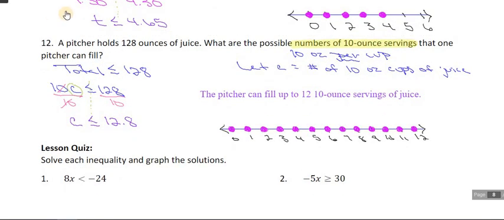All right, so that wraps up section 2-3. And up next is actually going to be a quiz on sections 2-1 to 2-3.